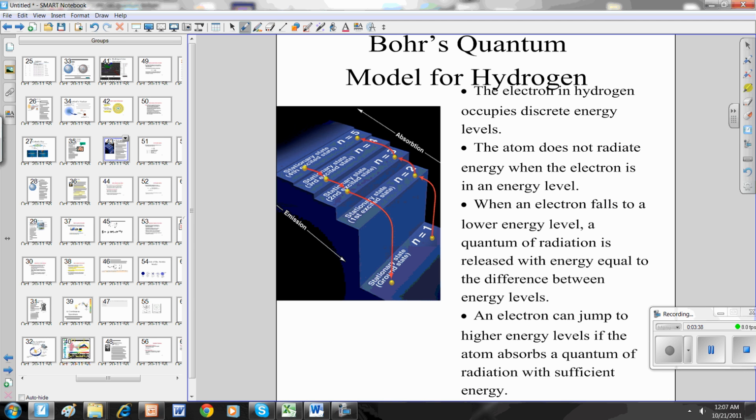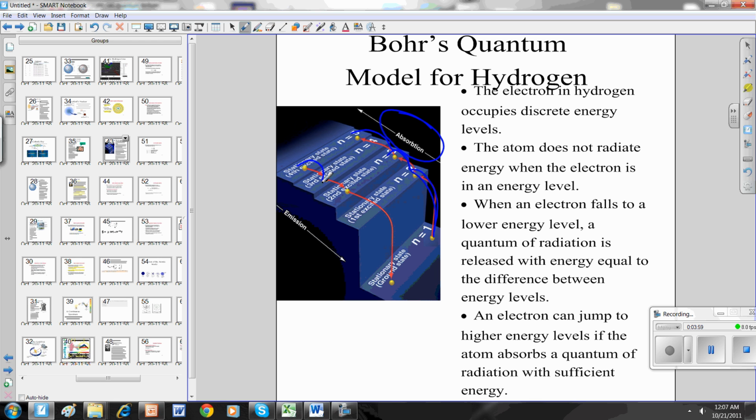So the idea here is you pop up an electron a certain amount of energy. You go from here up to here, up to here. Anytime you add energy to an electron, it's absorption. So the electron is absorbing energy. When the electron's absorbing energy, then the electron will fall back.